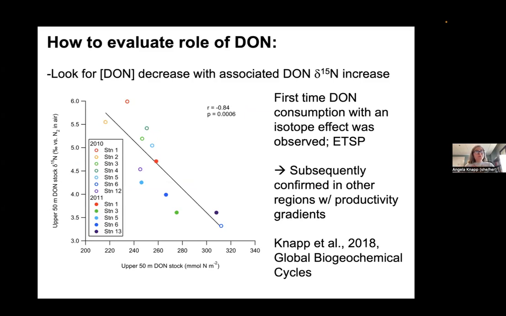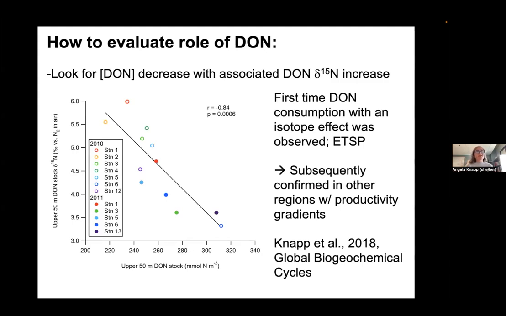I do have a true love of dissolved organic nitrogen that I'm not really going to get to talk to you about, but one of the other things that came out of the work I did in the Eastern Tropical South Pacific is that, for the first time, we found evidence for consumption of DON with an isotope effect. So this really gives us a geochemical tool with which to track DON production and consumption. We saw evidence for the first time in the Eastern Tropical South Pacific, and now we're applying it to other ocean basins as well. This gives us a tool to see when DON is consumed.